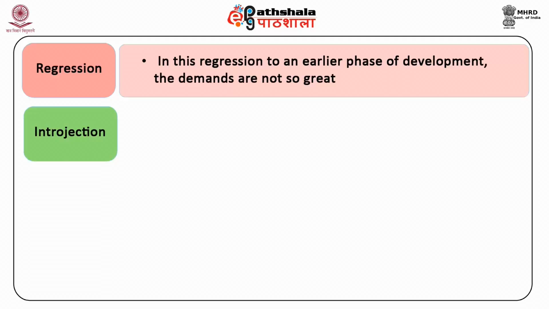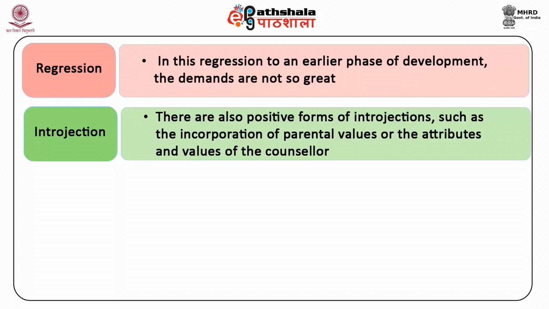Introjection. Introjection consists of taking in and swallowing the values and standards of others. For example, the abused child who assumes the abusing parent's way of handling stresses and thus continues the cycle of child beating. There are also positive forms of introjection, such as the incorporation of parental values or the attributes and values of the counselor.